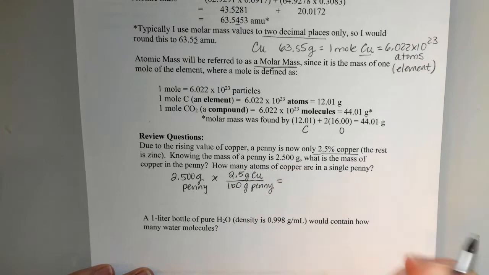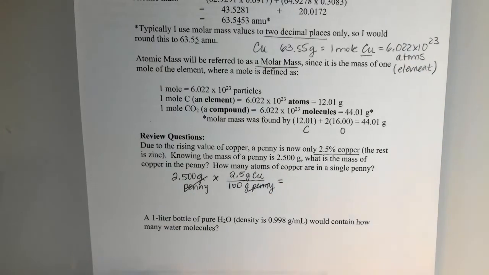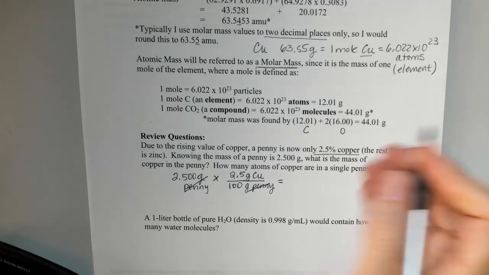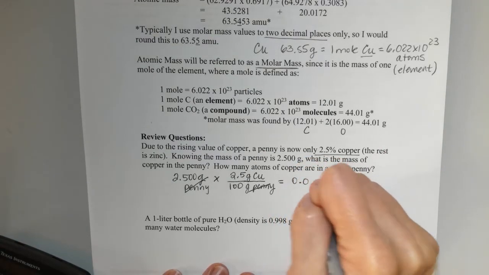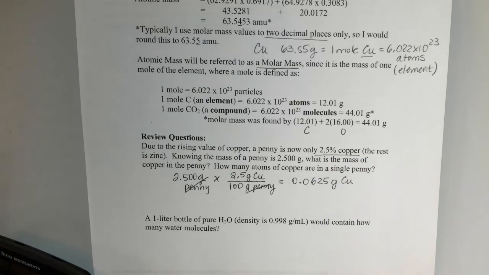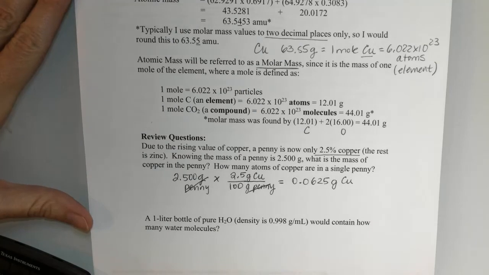All right, so we're going to convert grams of penny to grams of copper. I'm going to take that 2.500 times 2.5 and then divide that by 100. And what I get here is 0.0625 grams would be copper. Now, I'm not going to worry about sig figs just yet. We're going to keep going because I'm just multiplying in the next step as well, and then we'll round to sig figs at the end.